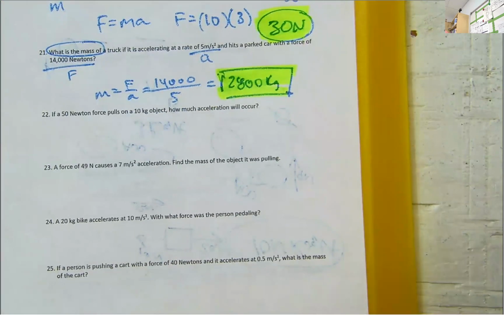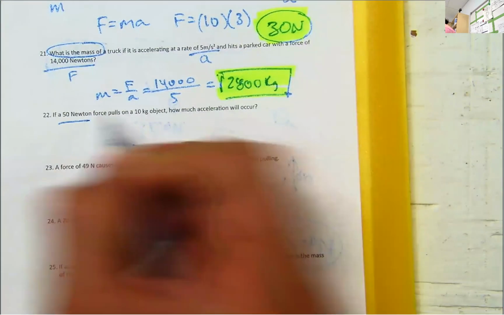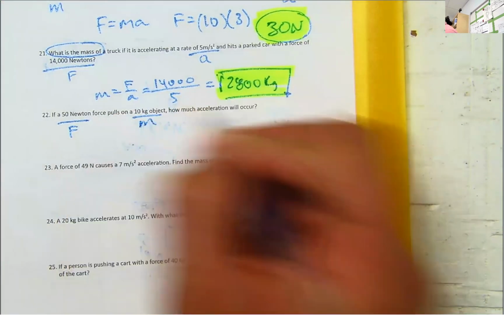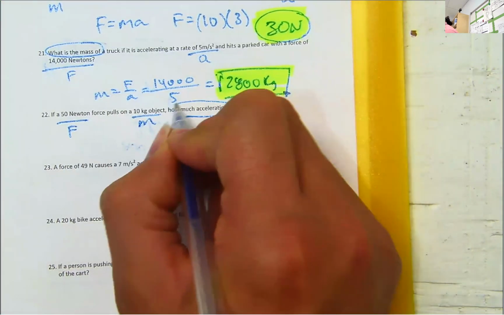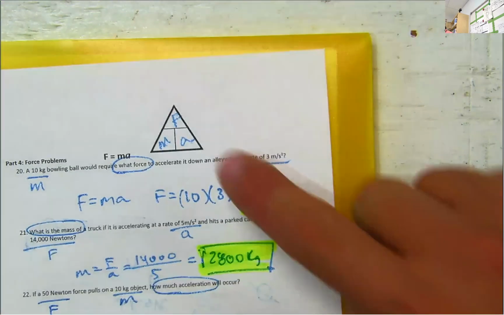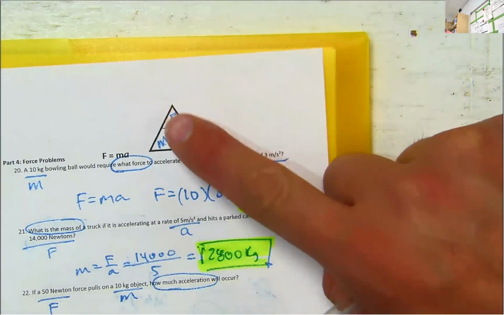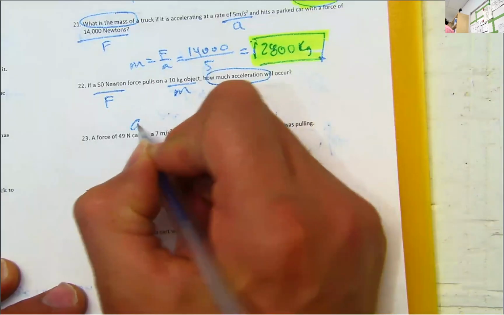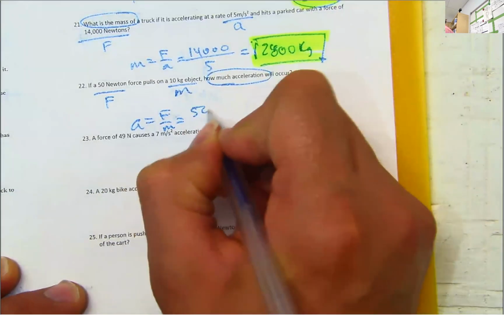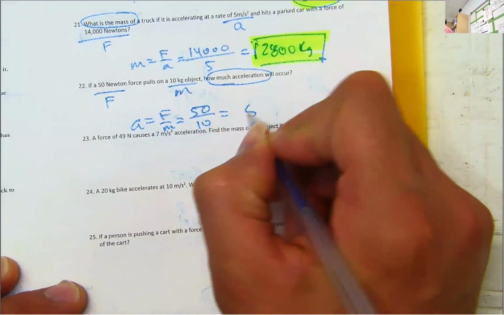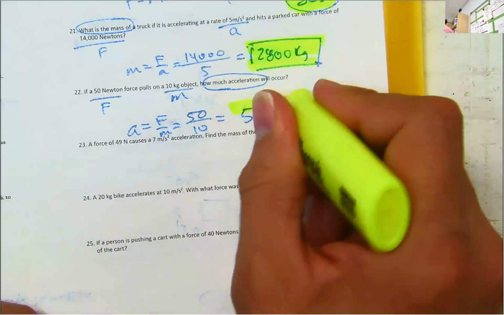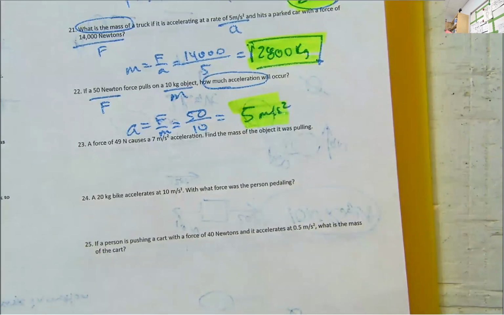All right. Underline our numbers, 50 newtons, 10 kilograms. This is force. This is mass. It says how much acceleration. So I'm going to circle what the question asks. Yeah, so go up here, cover up A, and so we're left with force over mass. Acceleration is force divided by mass. So it'd be 50 divided by 10, and that would be 5. Very good. 5 meters per second squared.